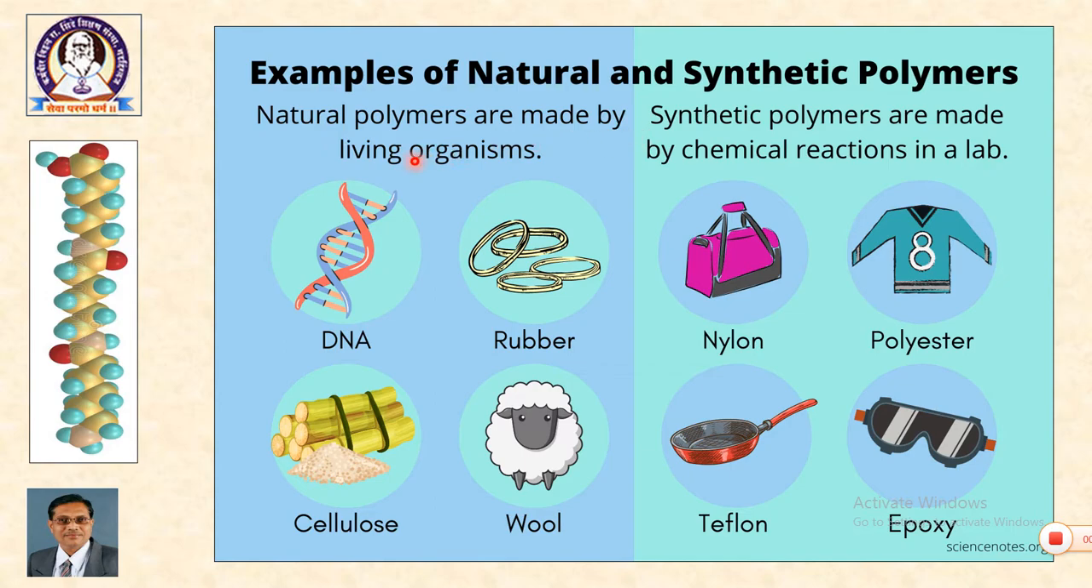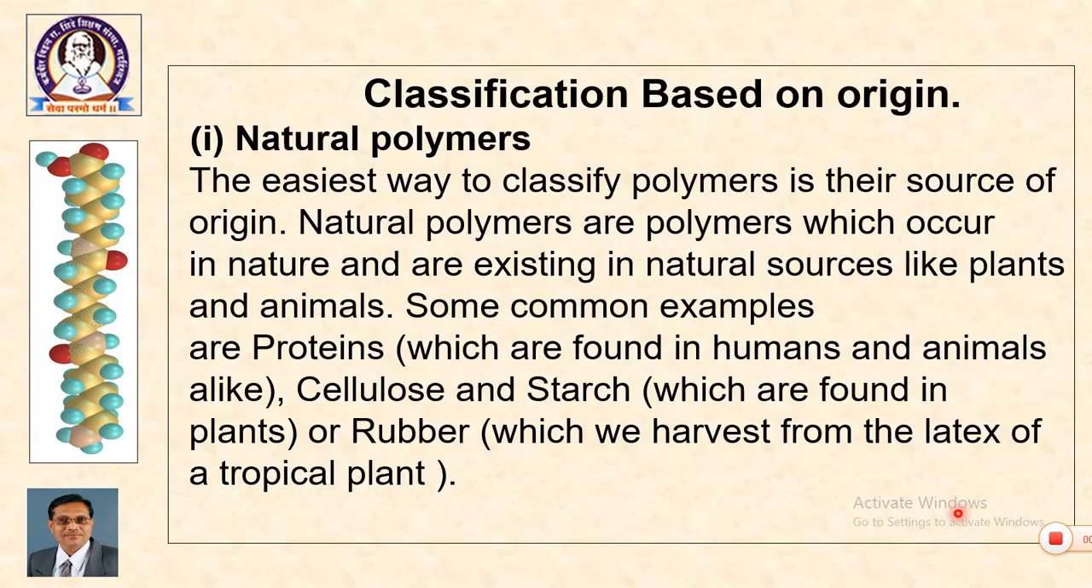Natural polymers are made by living organisms: DNA, rubber, cellulose, wool, etc. And synthetic polymers are man-made. These are nylon, polyester, Teflon, epoxy, etc. Now, let us consider the classification. As we have seen in the syllabus, we have to learn classification based upon some particular parameters. So, classification based upon origin is the first classification.